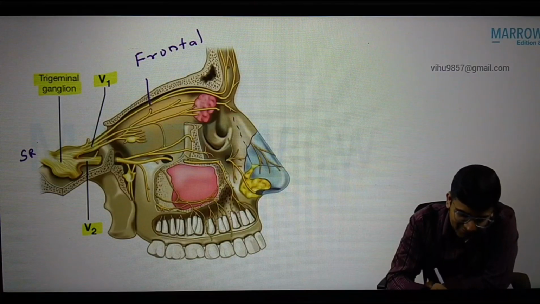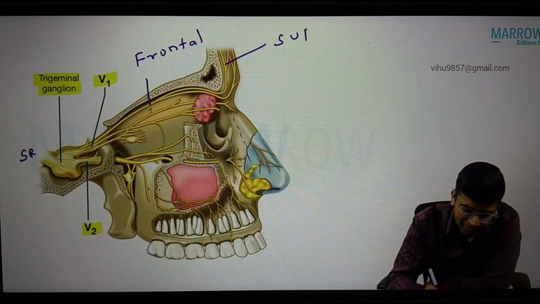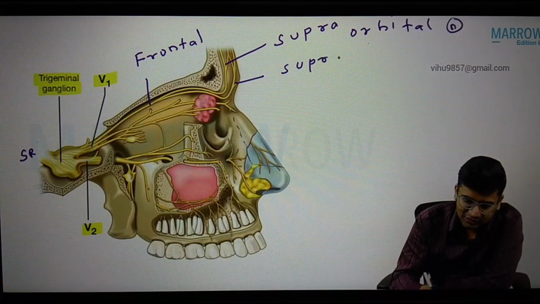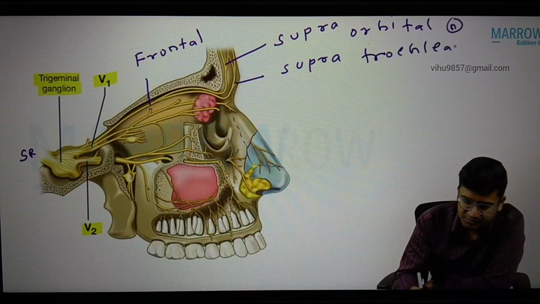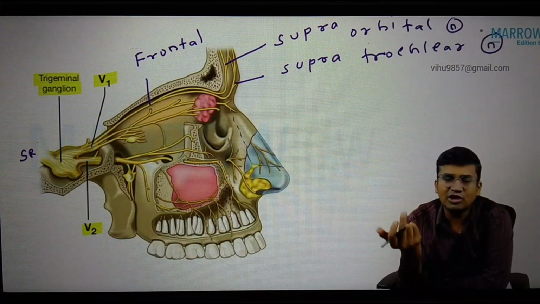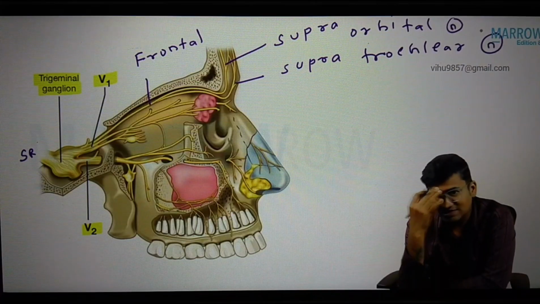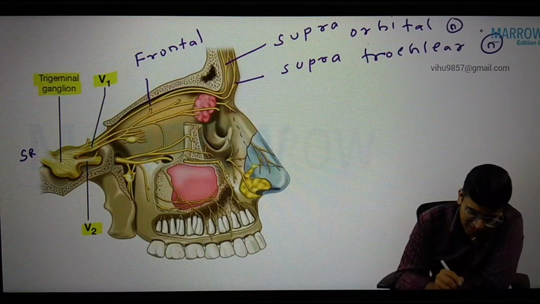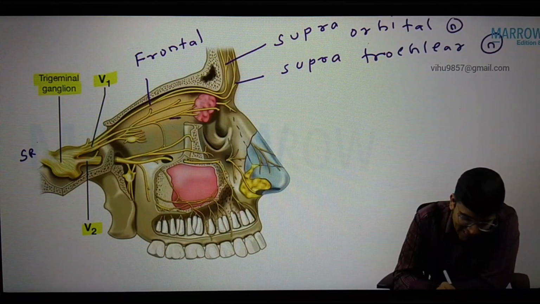The frontal nerve divides into the supraorbital nerve and the supratrochlear nerve. The supraorbital nerve and supratrochlear nerve carry general sensory fibers from the scalp and forehead. And this one is the lacrimal nerve.